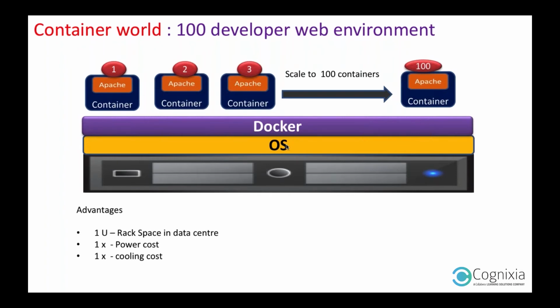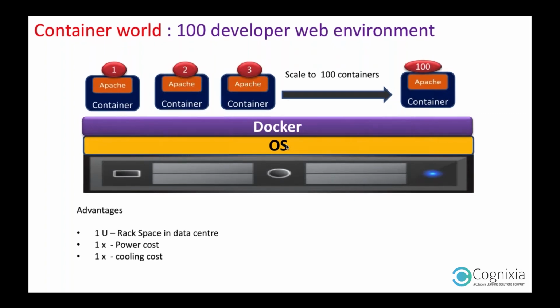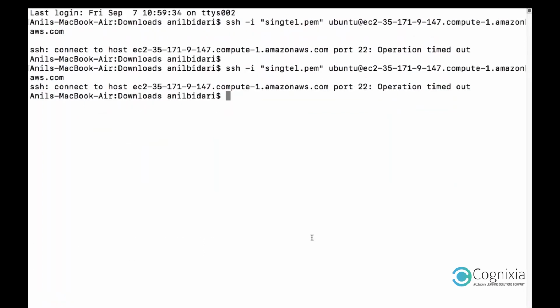So let me show you a quick demo on Docker as well. So hopefully our machine is up. Okay. When I stop and start the VM, the IP would again change. So I need to grab the IP address. Let me connect. Okay, so here we are.